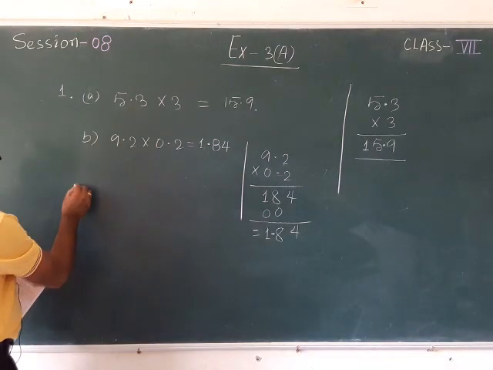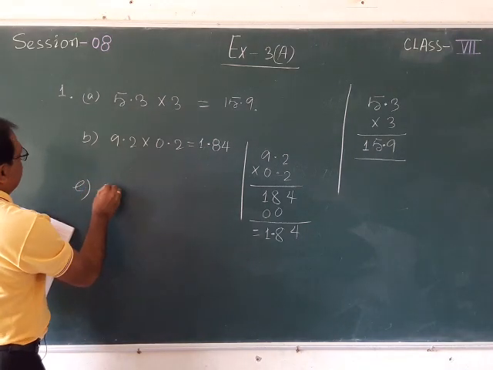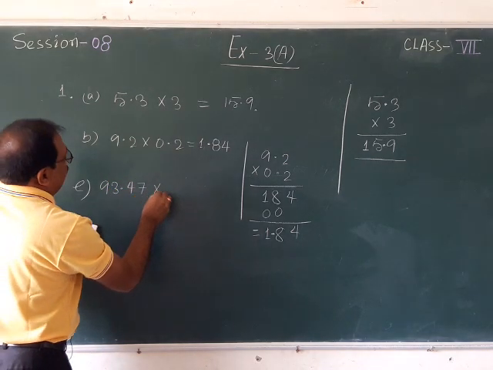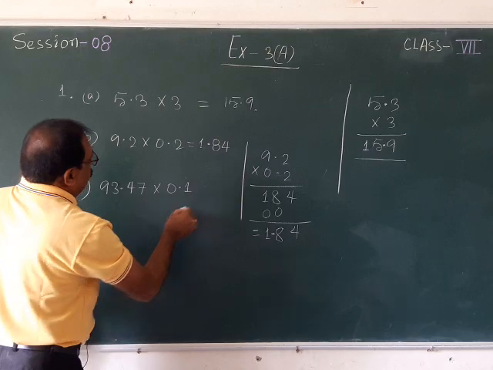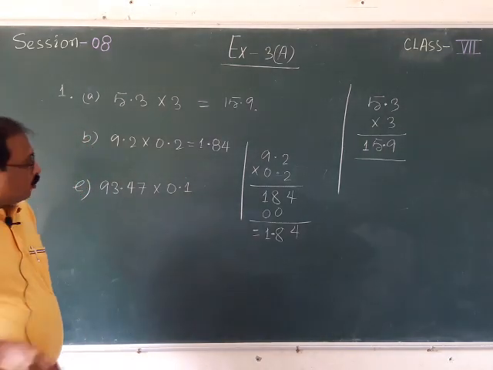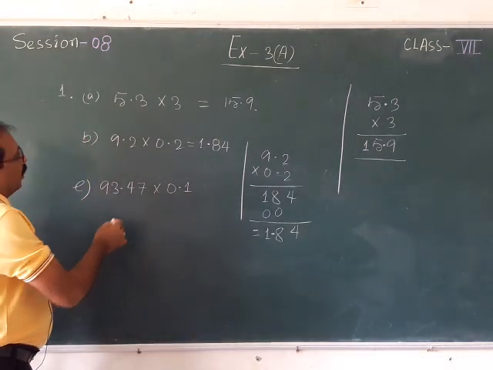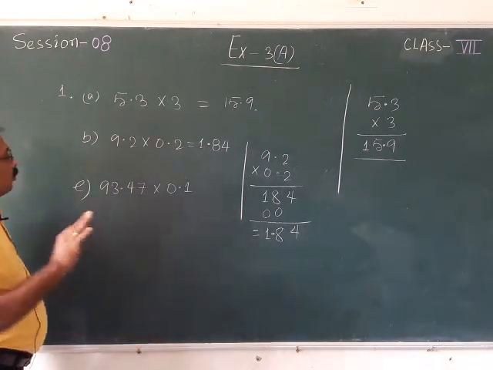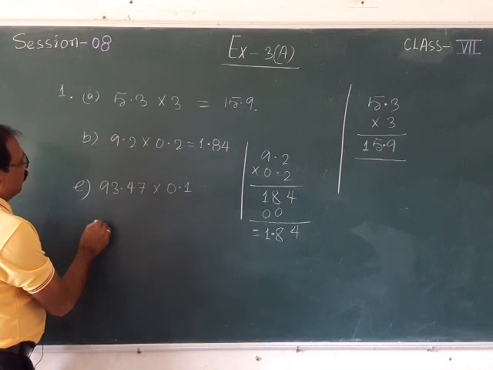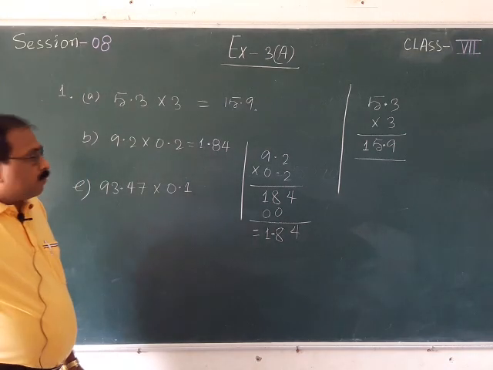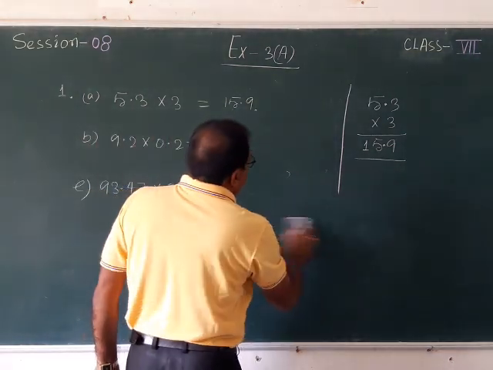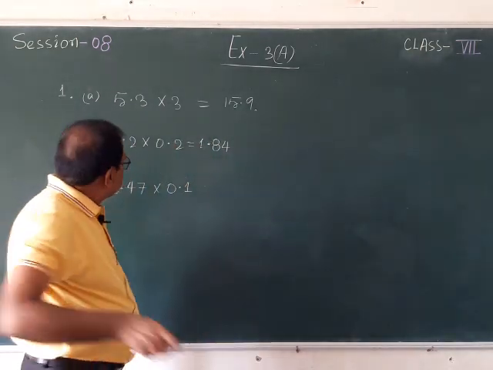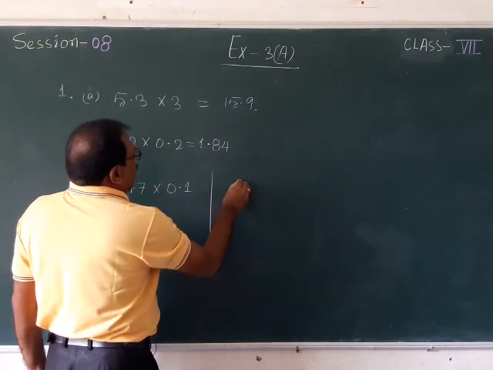One more question, you can see this time I am taking E. This is 93.47 multiplied by 0.1. What will you do to get your answer over here? Ultimately the question is fill in the blanks, but you need to multiply it properly. So how do you multiply? Again I am going to the rough side for the multiplication of this number. Let us see how to multiply.